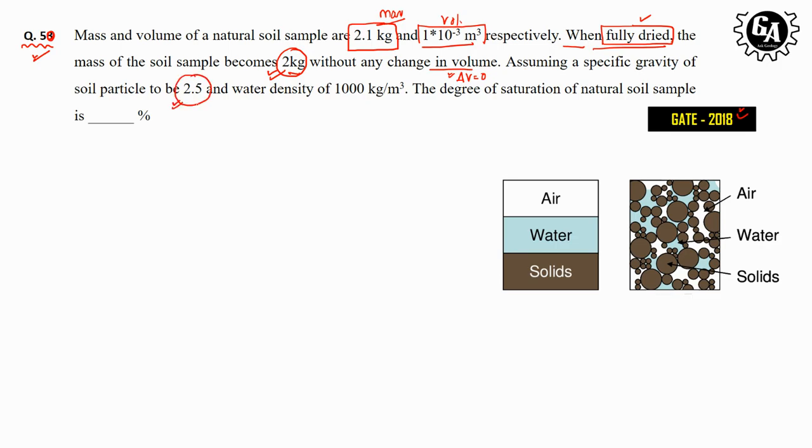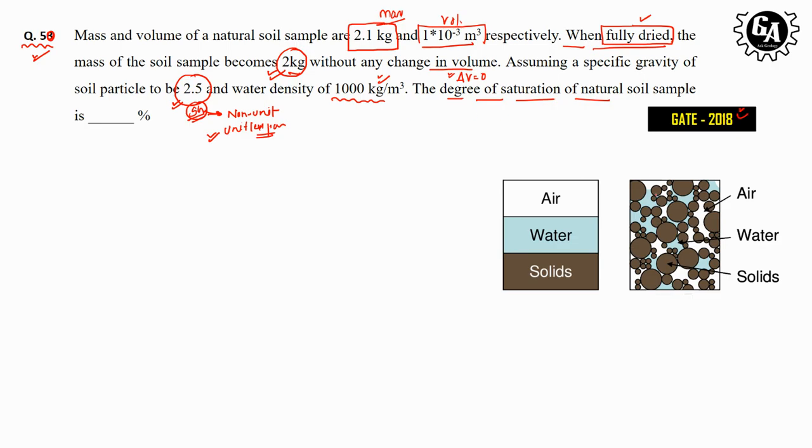Then, assuming a specific gravity of soil particles to be 2.5. Another thing is that 2.5 is the specific gravity of the soil sample, and specific gravity is basically a unitless parameter. It doesn't have any dimension also.